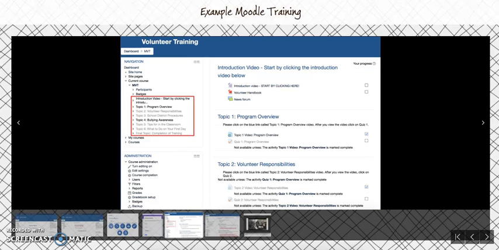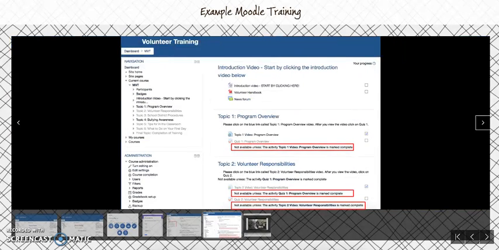Notice that the administrator has set up 8 units for volunteers to complete, including the introduction and the final topic, and has determined that the volunteer will not see the content of a unit until he or she has completed the prior unit.